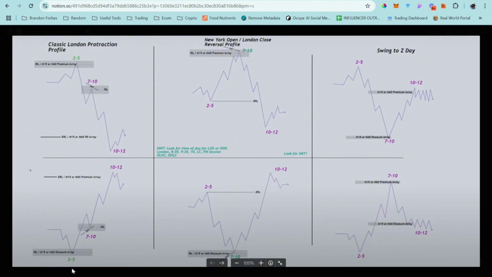2 to 5, we're looking for price to reach a 15-minute IRL or 60-minute, and we're looking for that to make a low at 2 to 5, and then we're looking for 7 to 10 to make a retracement low here into an imbalance, and then we push on higher to make the high of the session at 10 to 12. Okay, so this is the exact profile that we saw today, or on Friday.